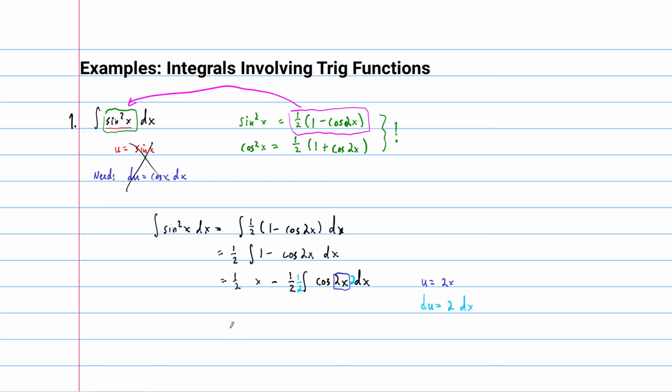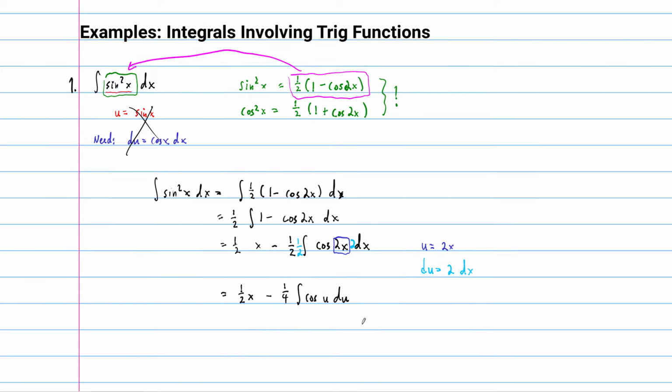And so what we end up with then is 1/2 x minus, this integral now becomes 1/4 integral of cosine of u du. And that one's easy to integrate. The integral of cosine is sine, positive sign, and there's a minus sign here. So this all becomes 1/2 x minus 1/4 sine of u. But what's u? We have to put this back in, so we'll put back in sine of 2x plus c. So this is the integral of sine squared x dx.